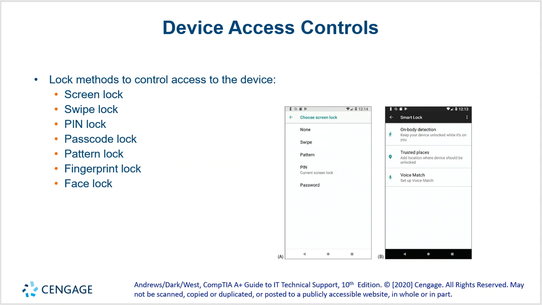Right, so device access controls. With the screen lock, you've got different settings that you can use. You can have a swipe lock. Not sure if iOS devices, Apple iPhones, still use the swipe across. A pin lock, very popular across all devices. A passcode lock. You've also got a pattern lock, one of my favorites, love the pattern lock. Then you've got fingerprint, also very useful, and face lock.